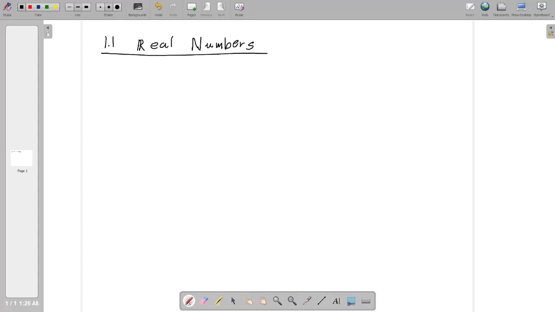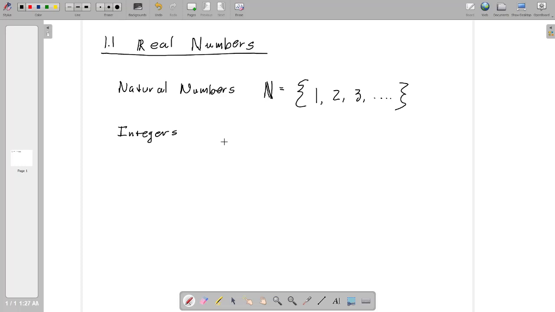Today we're going to talk about section 1.1, real numbers. Now, the real number set can actually be broken down into many different sets. We're going to cover four in particular, namely the natural numbers, denoted with an N. The natural numbers are counting numbers, 1, 2, 3, and so on. And you have integers, denoted with a Z, and these are your positive and negative whole numbers, and 0.